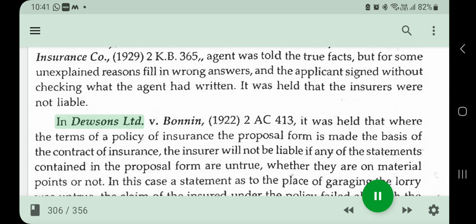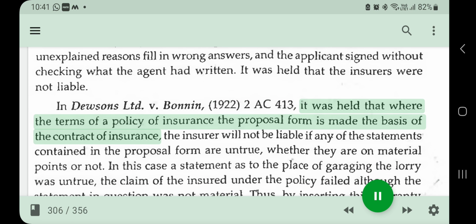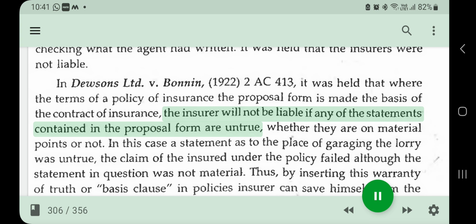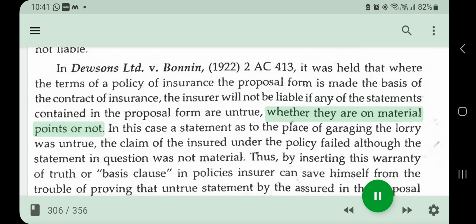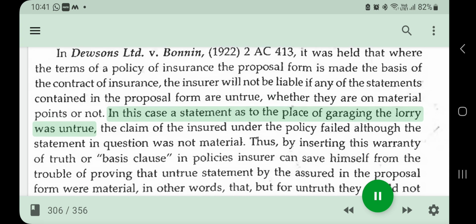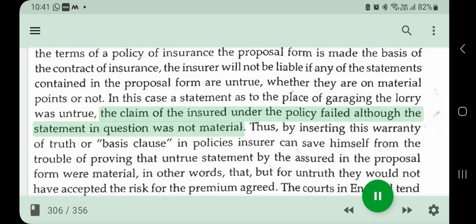In Dawsons Limited v. Bonnin, 1922, 2 AC 413, it was held that where, under the terms of a policy of insurance, the proposal form is made the basis of the contract of insurance, the insurer will not be liable if any of the statements contained in the proposal form are untrue, whether they are on material points or not. In this case, a statement as to the place of garaging the lorry was untrue. The claim of the insured under the policy failed, although the statement in question was not material.